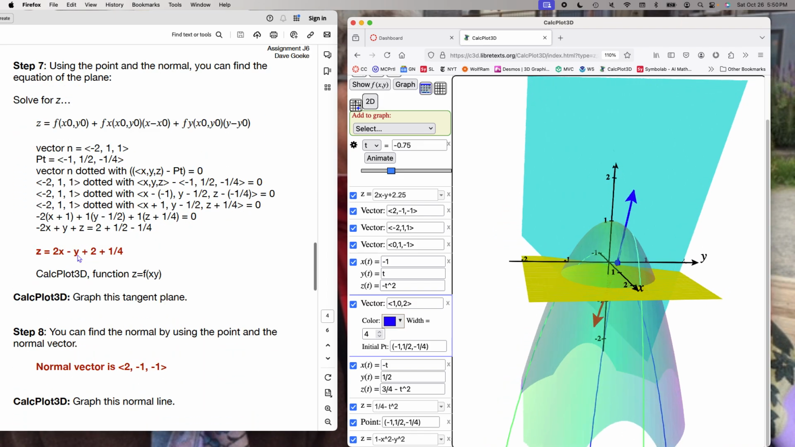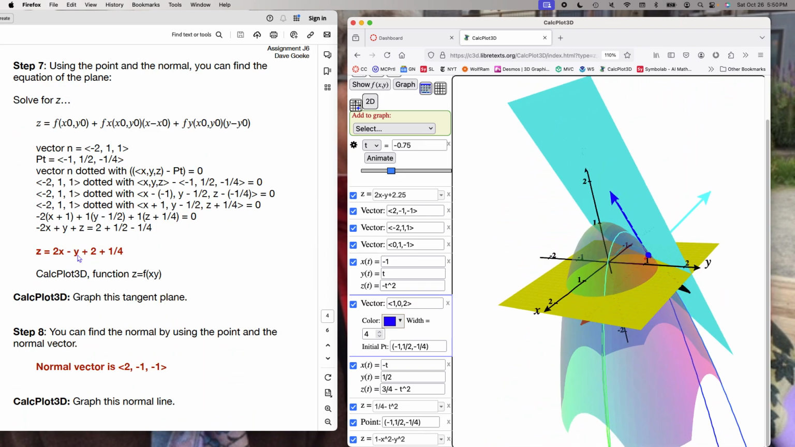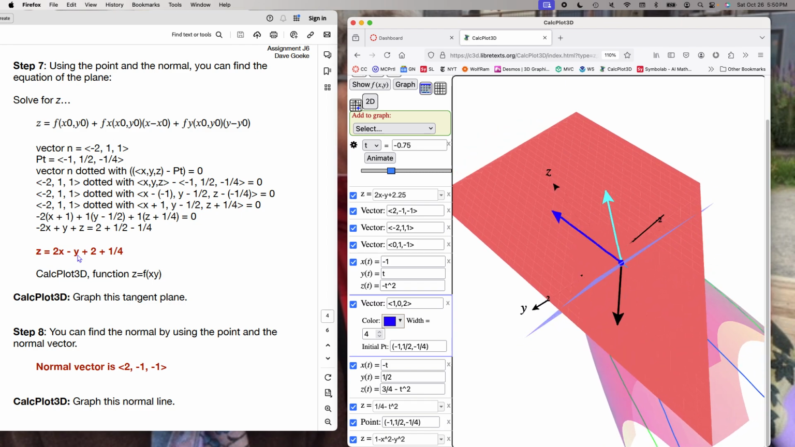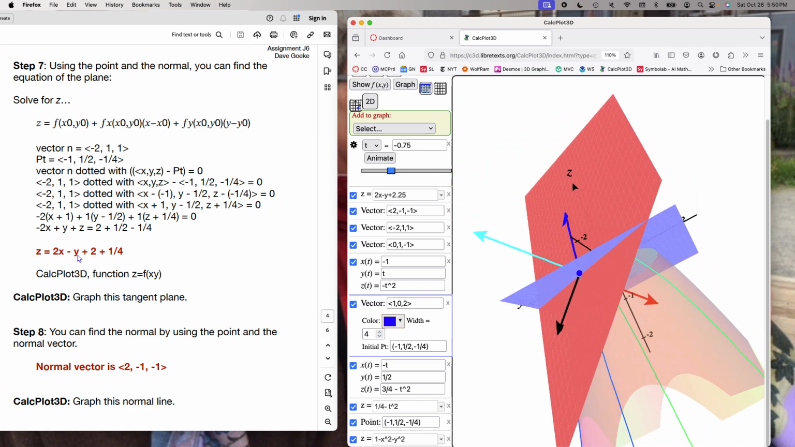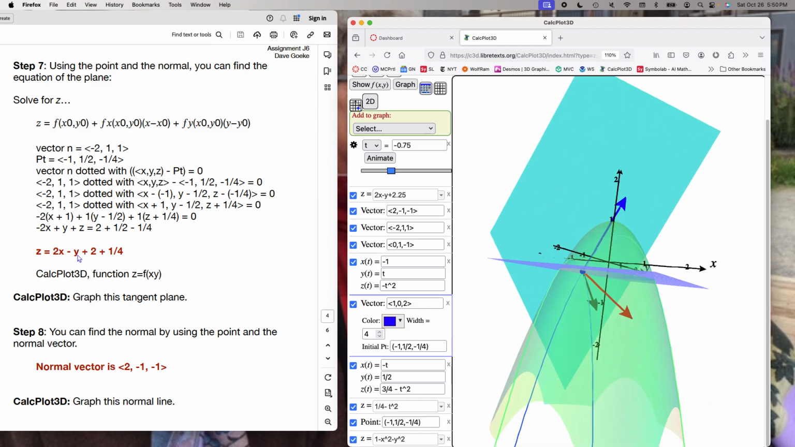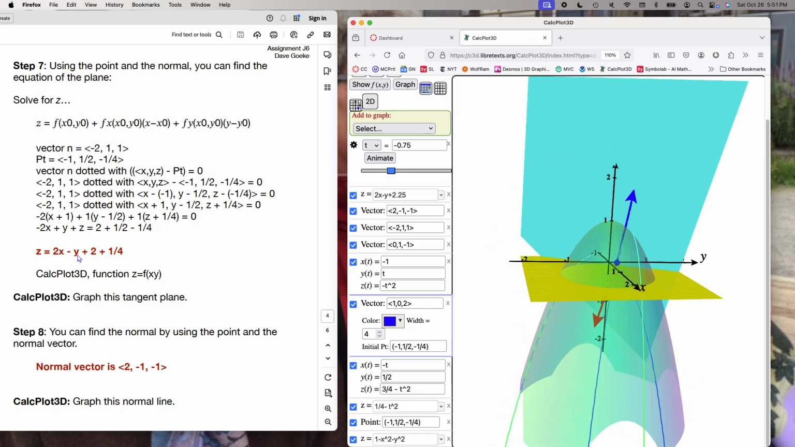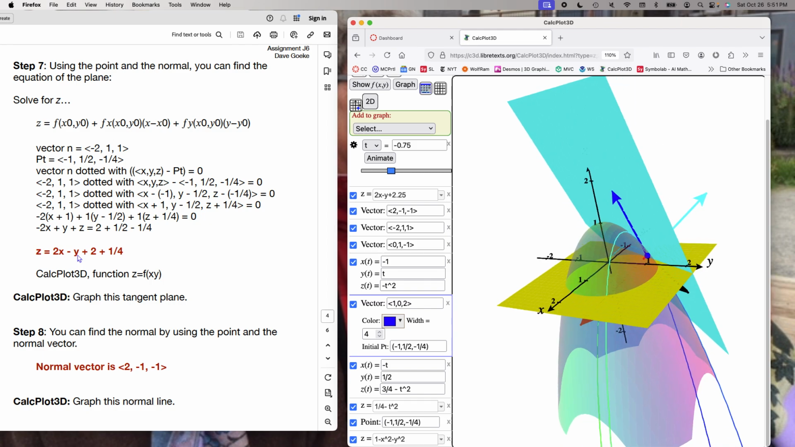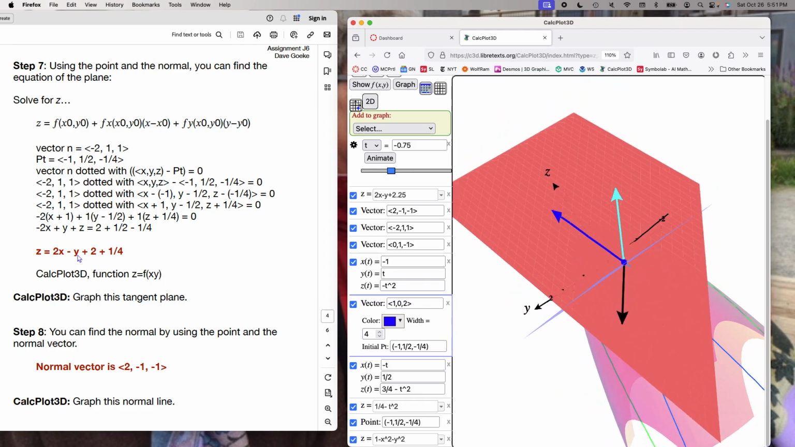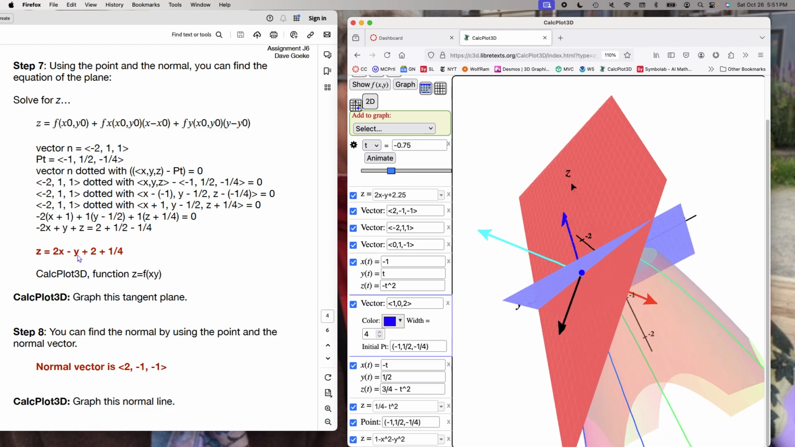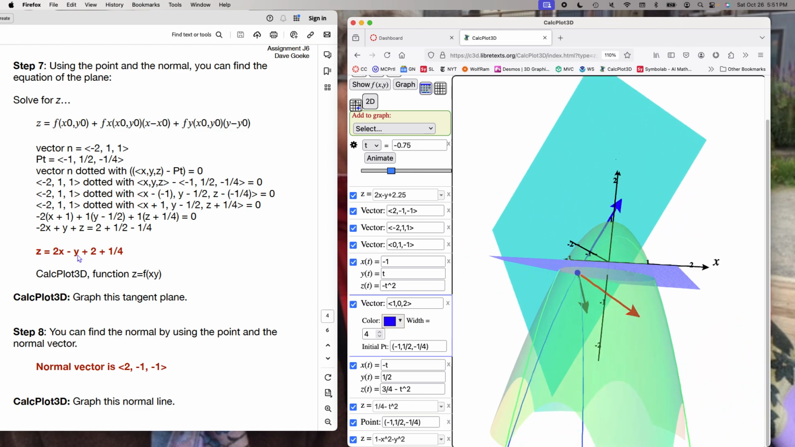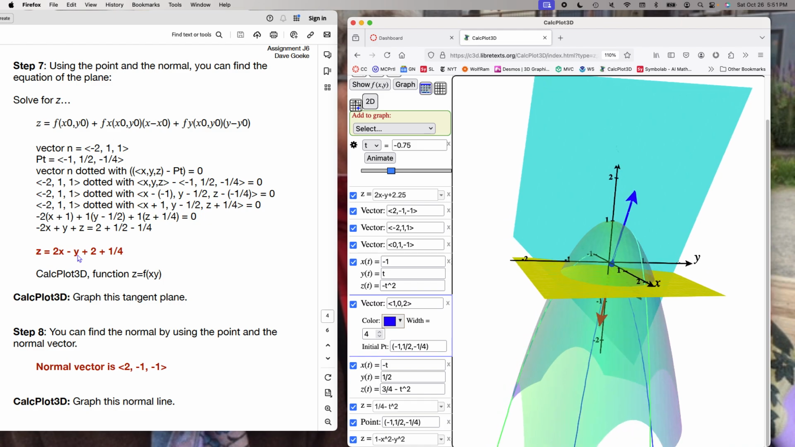Step number 7 calls for, with a lot of really ugly algebra, plotting a plane from the normal and the point. The resulting planar equation is 2x minus y plus 2 1/4. The plane is red on one side and light blue on the other side. Please note that I forgot to plot this on the submitted assignment, so please note it is there now.